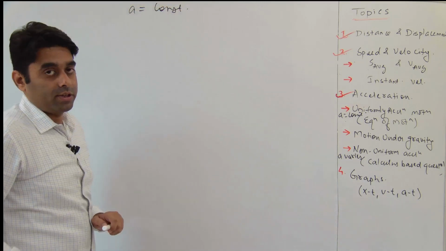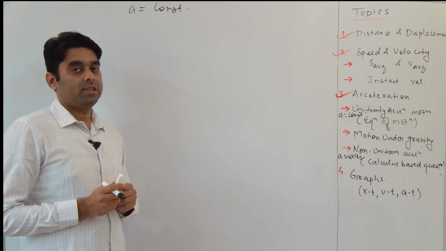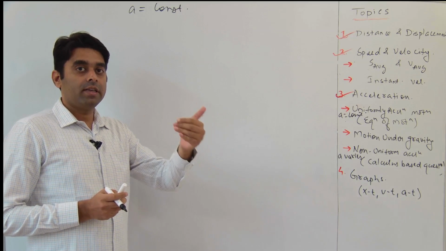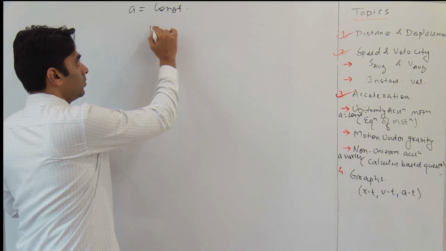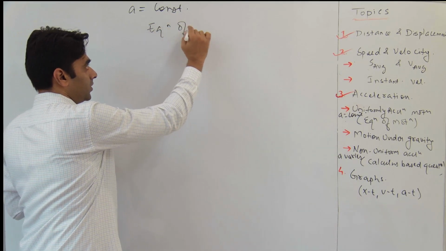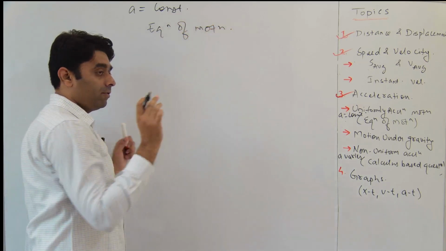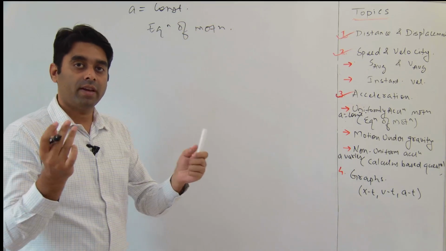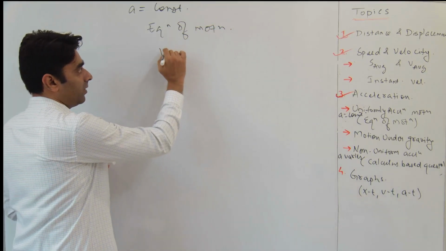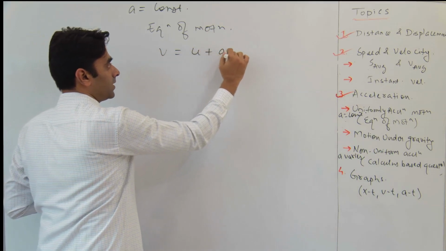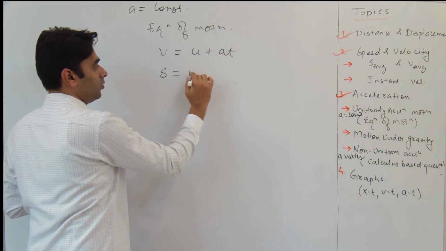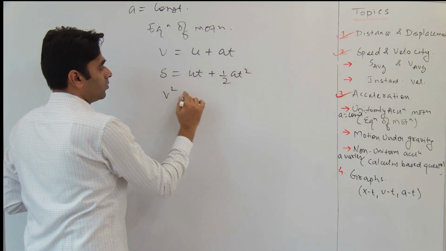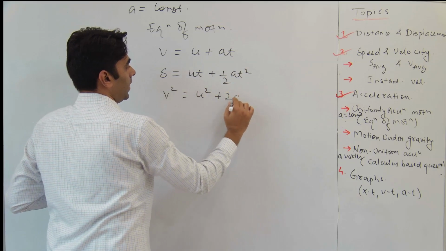Now this is an interesting case, many questions you will find from this section itself. When acceleration is constant, there are some equations which we term as equations of motion, which give us the relation between initial velocity, final velocity, acceleration and time. What are the equations of motion we have? v is equal to u plus at, s is equal to ut plus half at square, v square is equal to u square plus 2as, right?